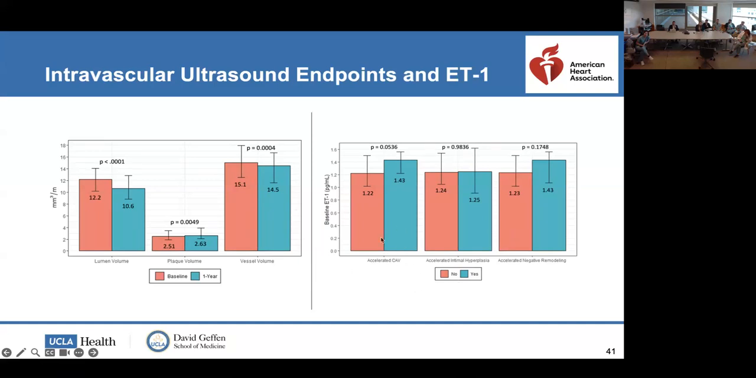And when you look at the relationship between these and endothelin, you can see here that in blue, these are patients with accelerated disease, and endothelin levels are higher in patients with accelerated CAV compared to non-accelerated. And you see similarly in negative remodeling. There's really no difference in intimal hyperplasia, as we saw retrospectively.